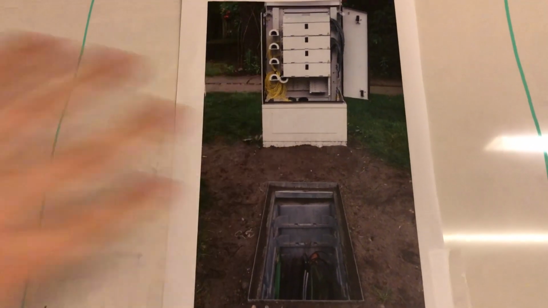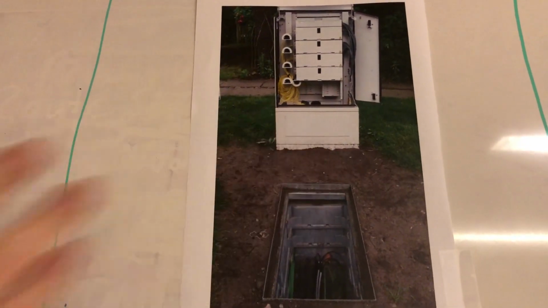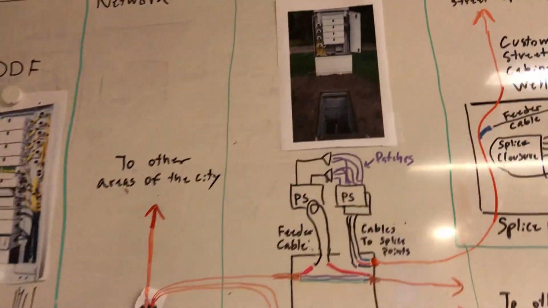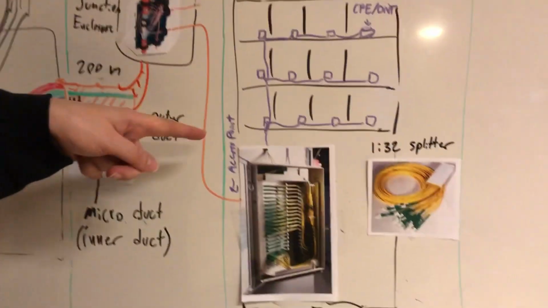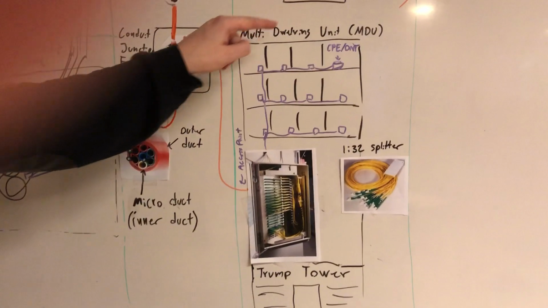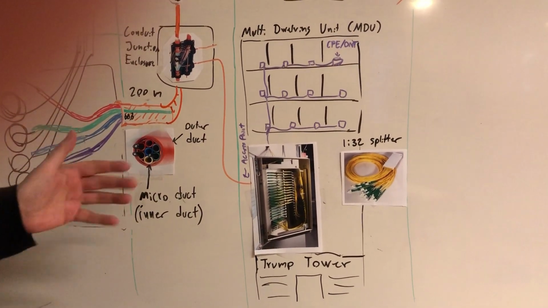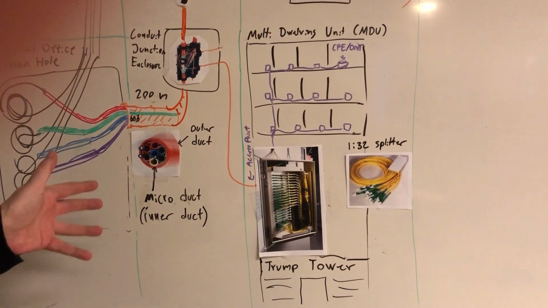And this cabinet can serve quite a big area actually. The other way they do flex point is inside big buildings. So take this one here. We call these big buildings multi-dwelling units, or MDUs. The small buildings with only one family we call SDUs, single dwelling units.